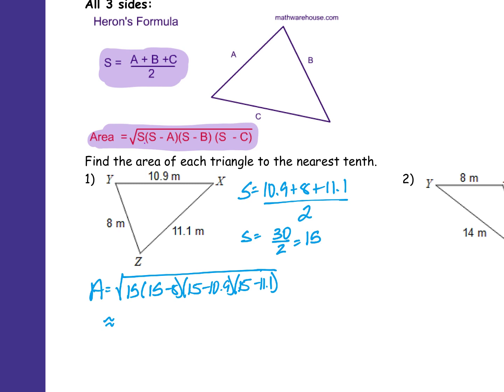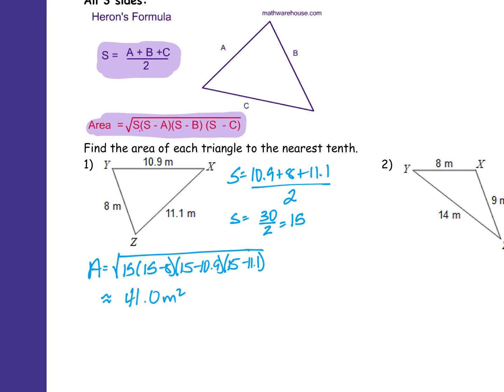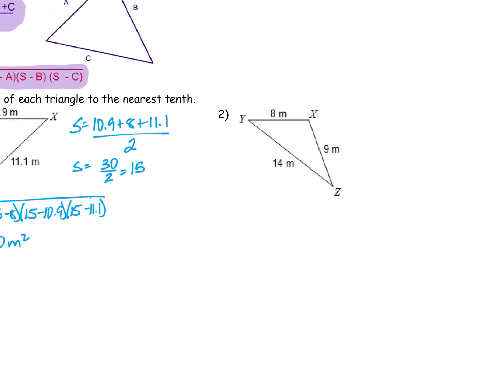Haven't done that before. Okay, and my answer happens to be 41.0 meters squared. And since it wants me to round to the nearest tenth, I am going to put the 0.0 on there. It's a significant figure, so I'm going to put it in there.